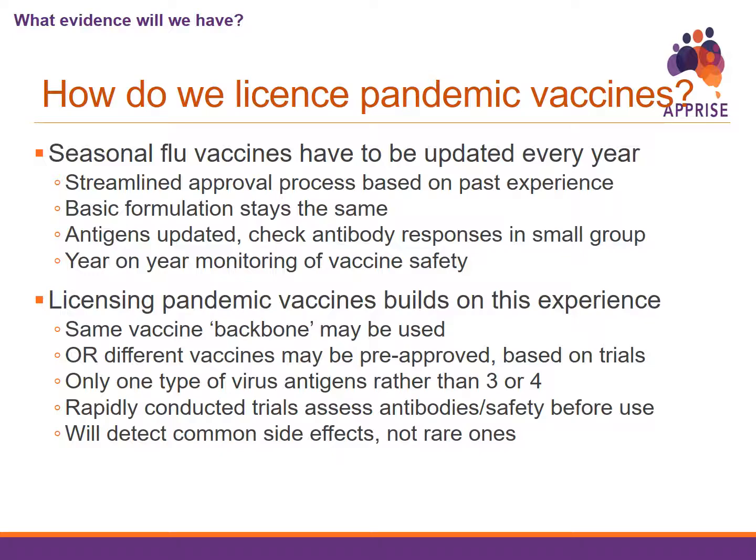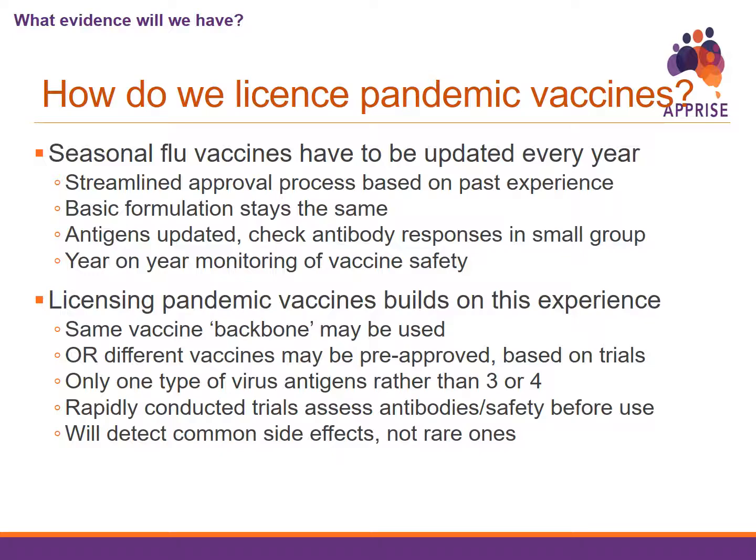Licensing pandemic vaccines builds on this year-on-year seasonal experience. Again, the same vaccine backbone may be used to generate a pandemic vaccine. There are other types of vaccines that knowingly stimulate higher immune responses that have also been used in clinical trials and are pre-approved in many countries. Pandemic vaccines are a bit simpler to make in that only one virus antigen needs to be incorporated rather than the usual 3 or 4. And rapidly conducted clinical trials will be undertaken in a pandemic to assess antibody responses and get some initial idea of vaccine safety before the vaccines are given to the healthy human population.